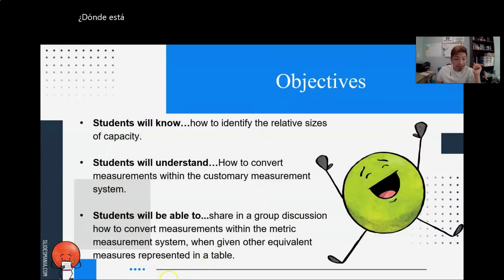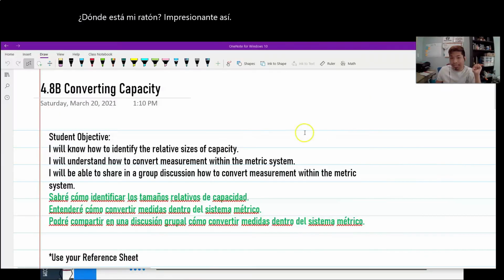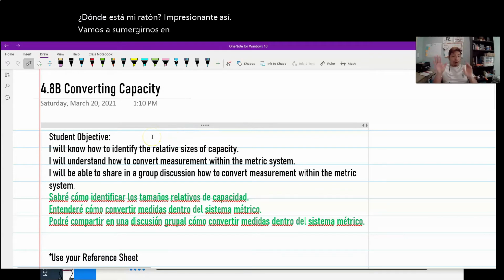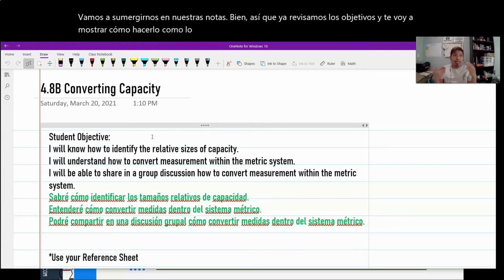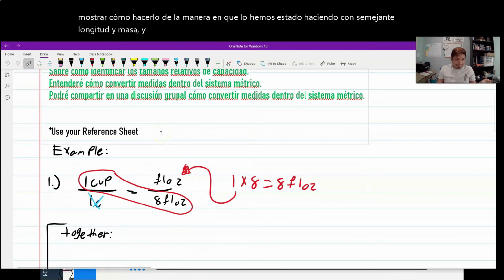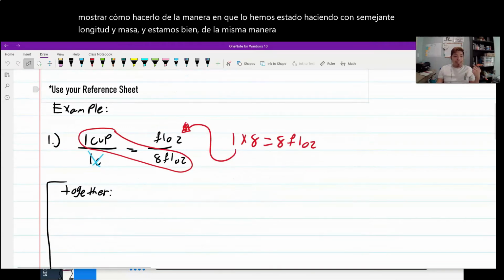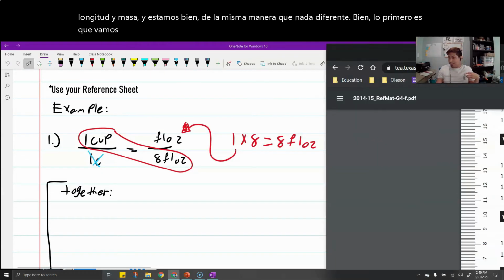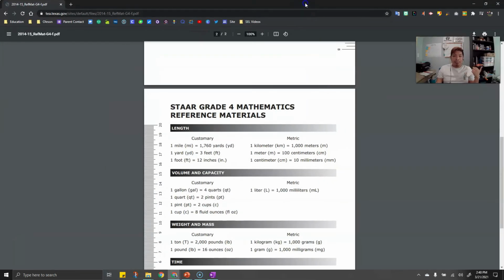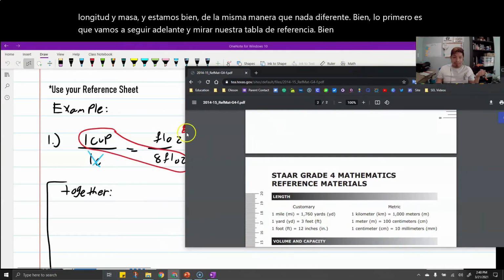Awesome. So let's go ahead and dive into our notes, okay? So we already went over the objectives, and I'm going to show you how to do this the way we've been doing with length and mass and weight, okay? Same way, nothing different. So the first thing is we're going to go ahead and look at our reference chart, okay? And remember, you have a copy of this.